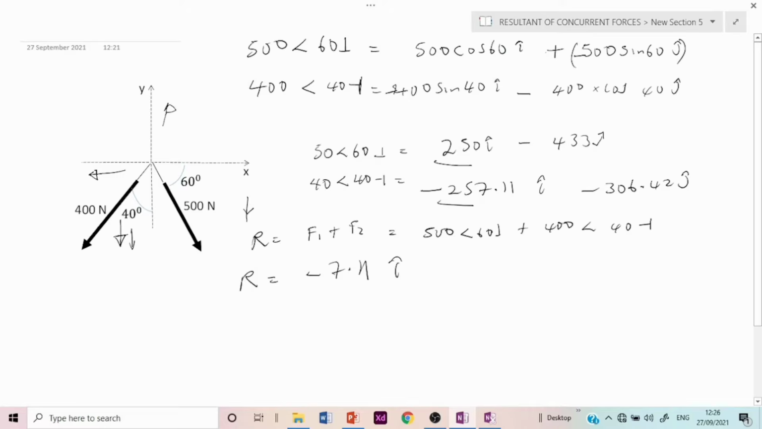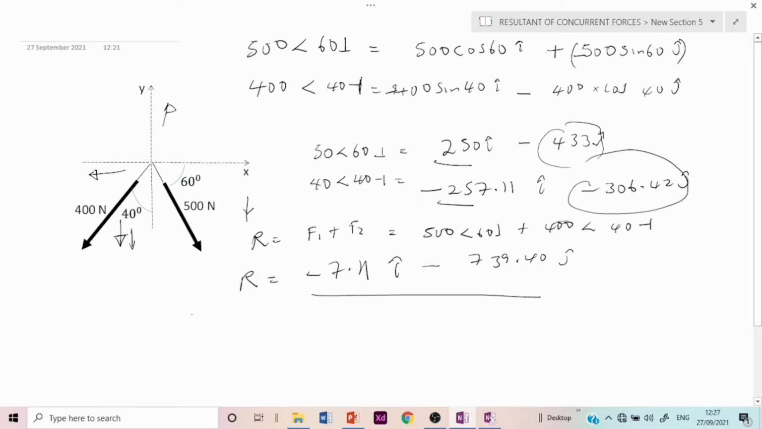Then of course, if you add the y components of the different forces together, we are going to get minus 433 plus minus 306, and that will give us minus 739.42j. This value we get here is our resultant.